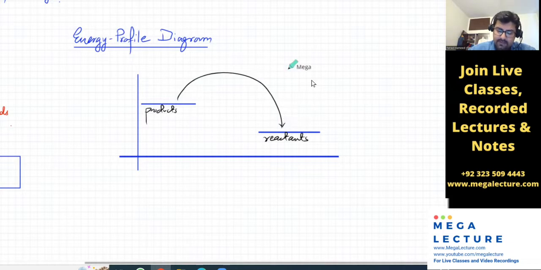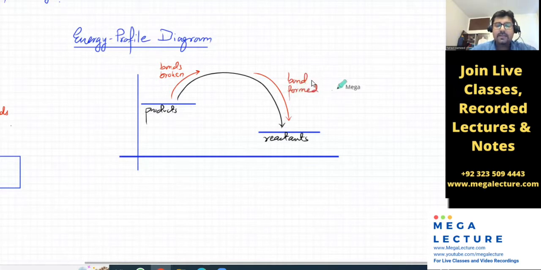Products and reactants. So initially at the start, energy is gained. Why? Because you're breaking bonds. And then at the end, energy is released. Why? Because you're forming bonds.